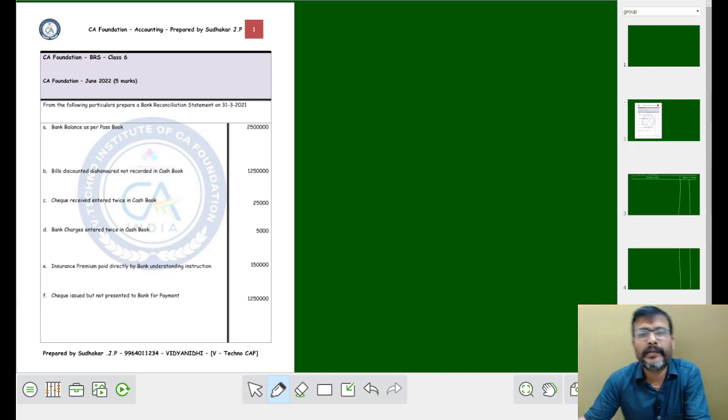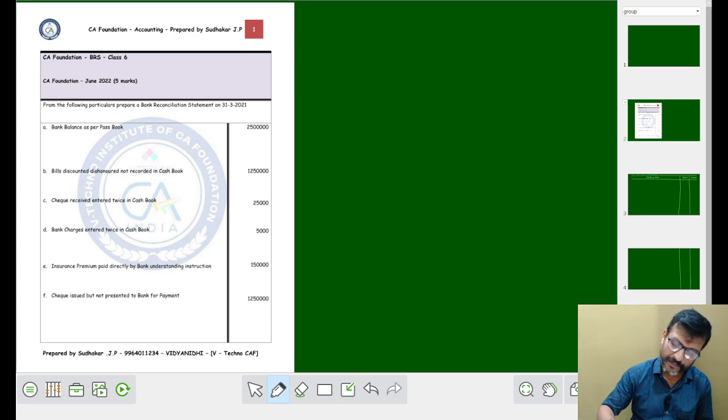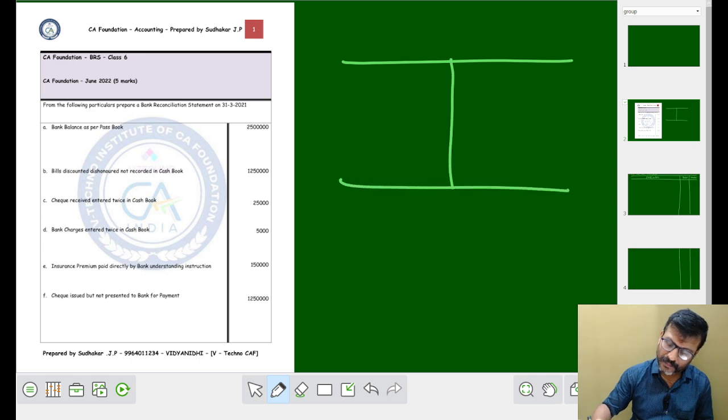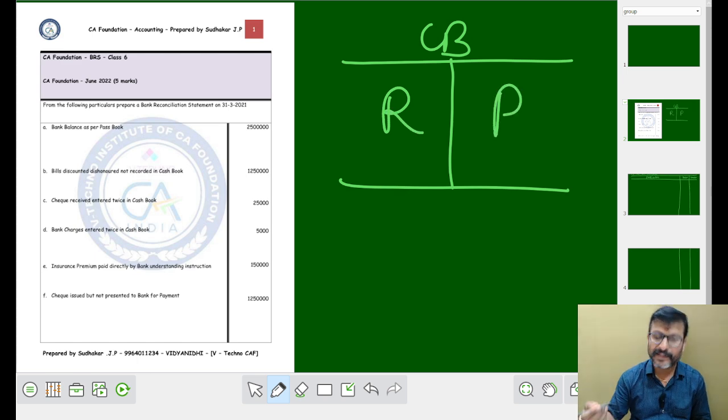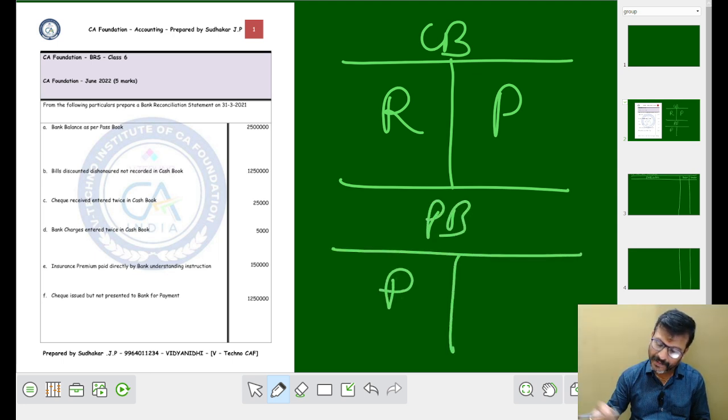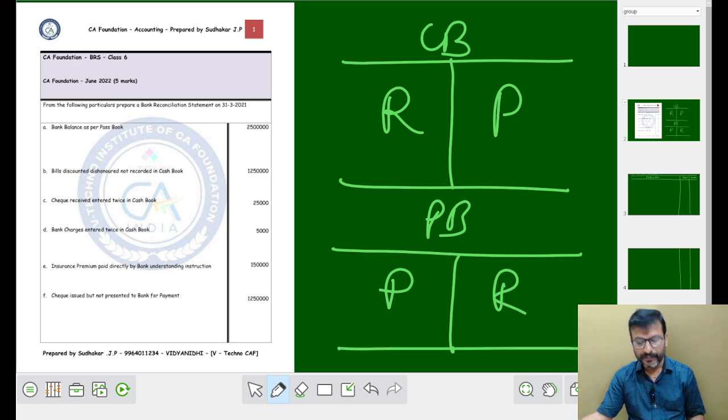Hello, hi to everyone. My dear kids, let us move on to the bank reconciliation statement, class 6 and problem number 6. As usual, before starting every problem, I tell you, this is your cash book. In the cash book, we have a debit receipt, payment on the credit side. When it comes to passbook, we have payments on the debit side, receipt on the credit side.